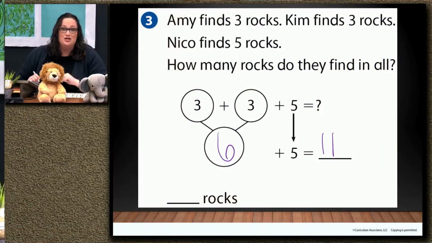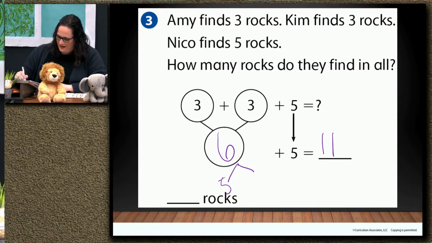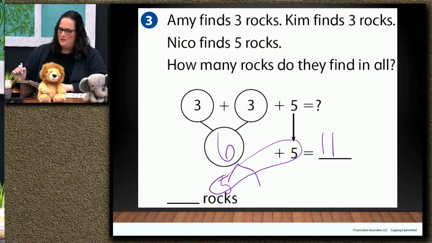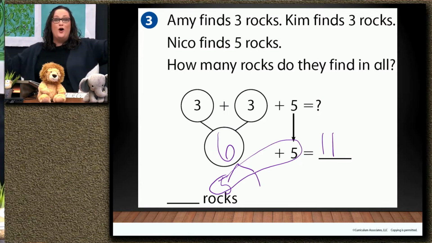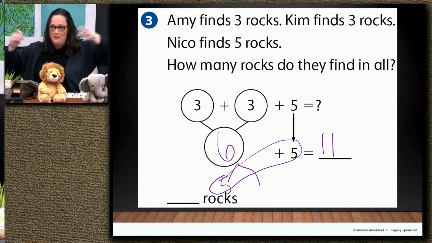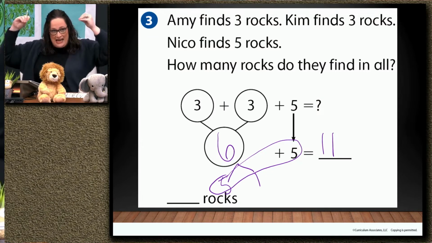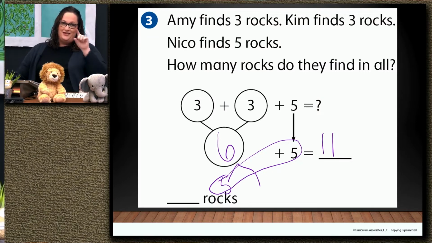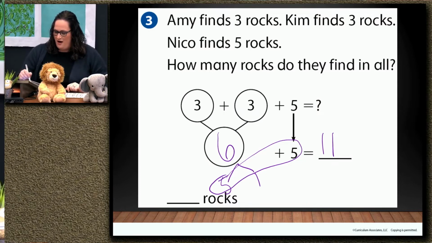11. We can actually do a double again because 6 is made of 5 and 1. And 5 and 5 is 10. And one more is 11. We use all our strategies, Mr. Kevin. We use doubles, and we use doubles again, and friends of 10. Nice job, first graders. So there are 11 rocks.